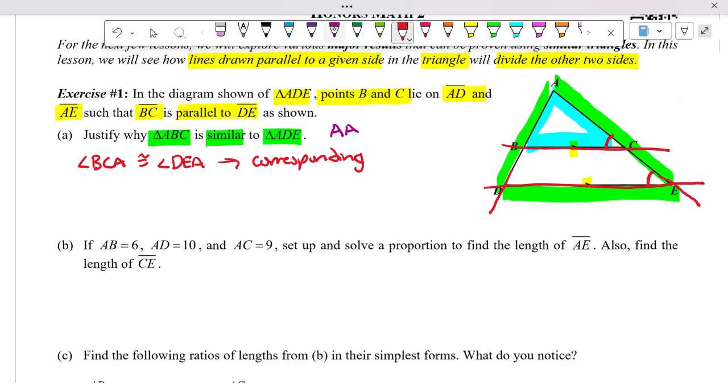Someone else who has not talked yet. Another set. So we already got one pair. What's another set? Someone else besides Ralph. He kind of already gave it to you. BAC and? Right. BAC is congruent to DAE. So this angle right here, why?